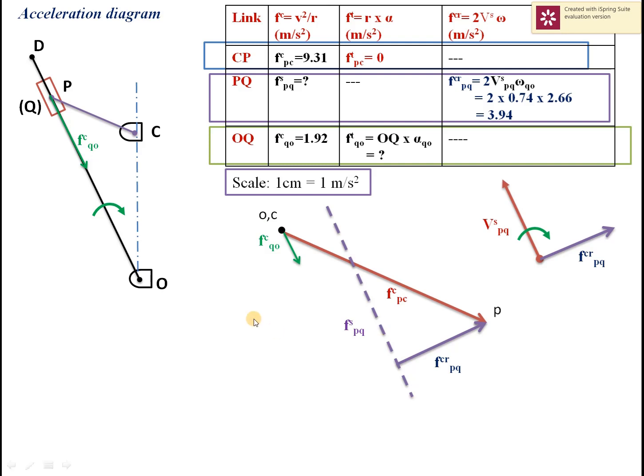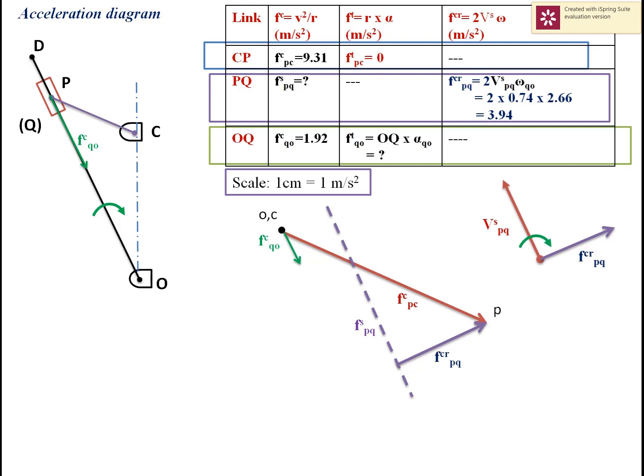So we have plotted FCQO, whose length is equal to 1.92 centimeters. Direction is parallel to link QO, and the vector is directed towards center of rotation O, that is downwards, and the vector is starting at point O. Now to this we will add its tangential component, which is unknown in magnitude, but we know its direction. FTQO is always perpendicular to FCQO because tangential acceleration is always perpendicular to centripetal acceleration.